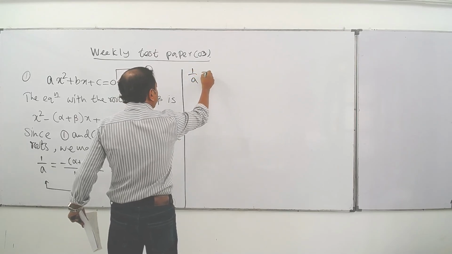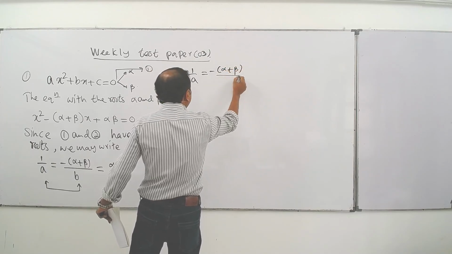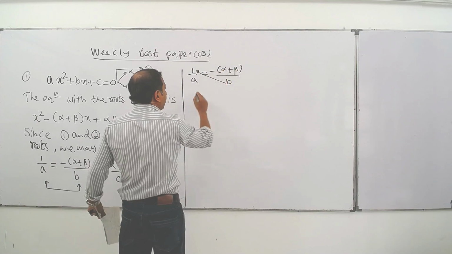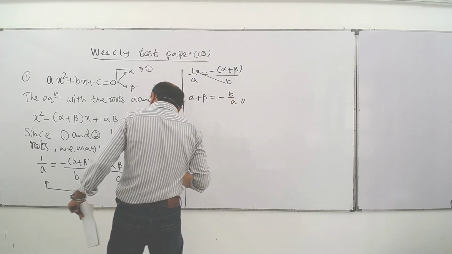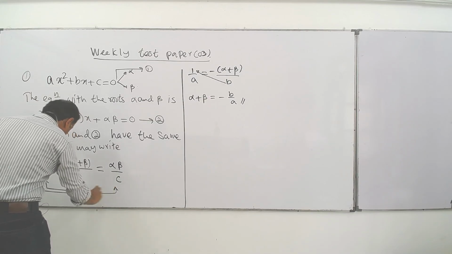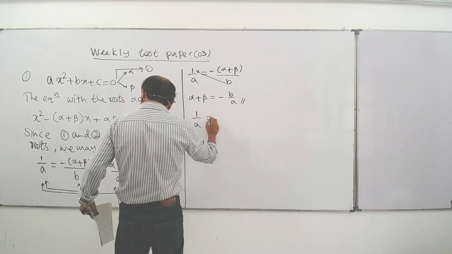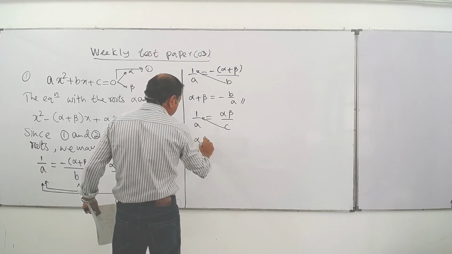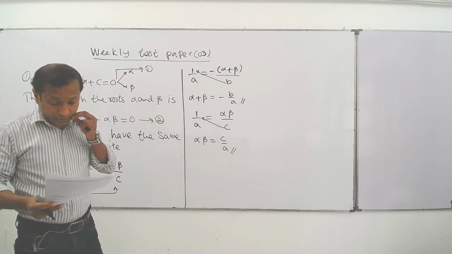1 upon a is equal to minus alpha plus beta upon b. Multiply both sides by the minus sign, and we write alpha plus beta is minus b over a. And secondly, equate these two: 1 over a is equal to alpha beta upon c. So alpha beta is equal to c upon a. This is how we get the first answers.